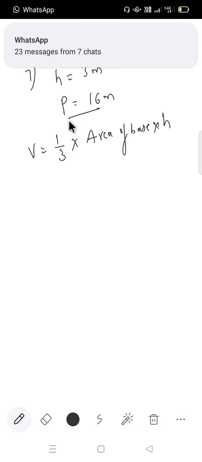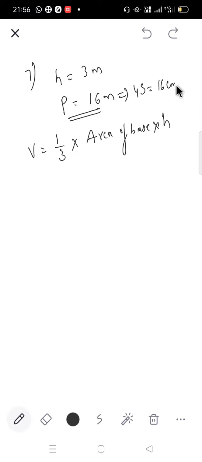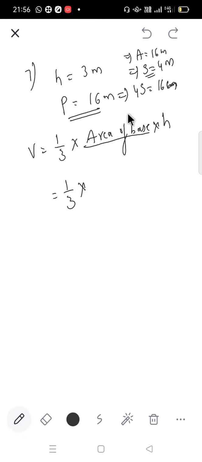Here this is a square pyramid, children. So I will write perimeter is nothing but 4s is equal to 16 meters. That implies s is equal to 4 meters. If you know side, what is area of the square? Area is s square. That means 4 square, 16 meter square. That means you got area. 1 by 3 into area of the base, which is in the shape of the square. So area of the square is 16 meter square and height of that is 3 meters. If I cancel these 3, you will get 16 meter cube.